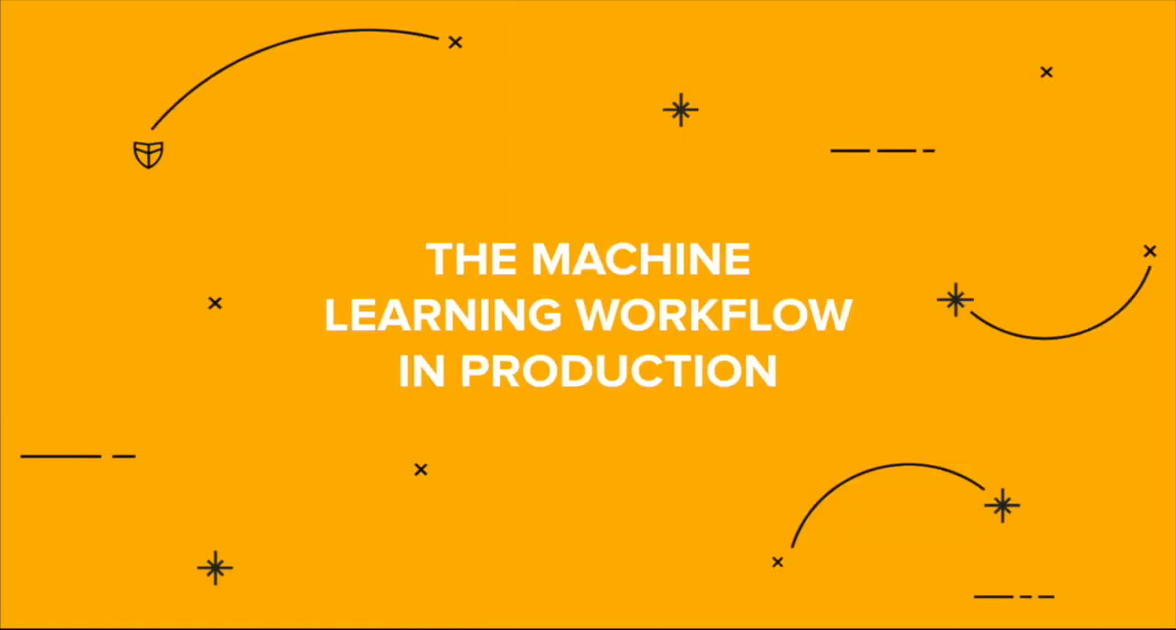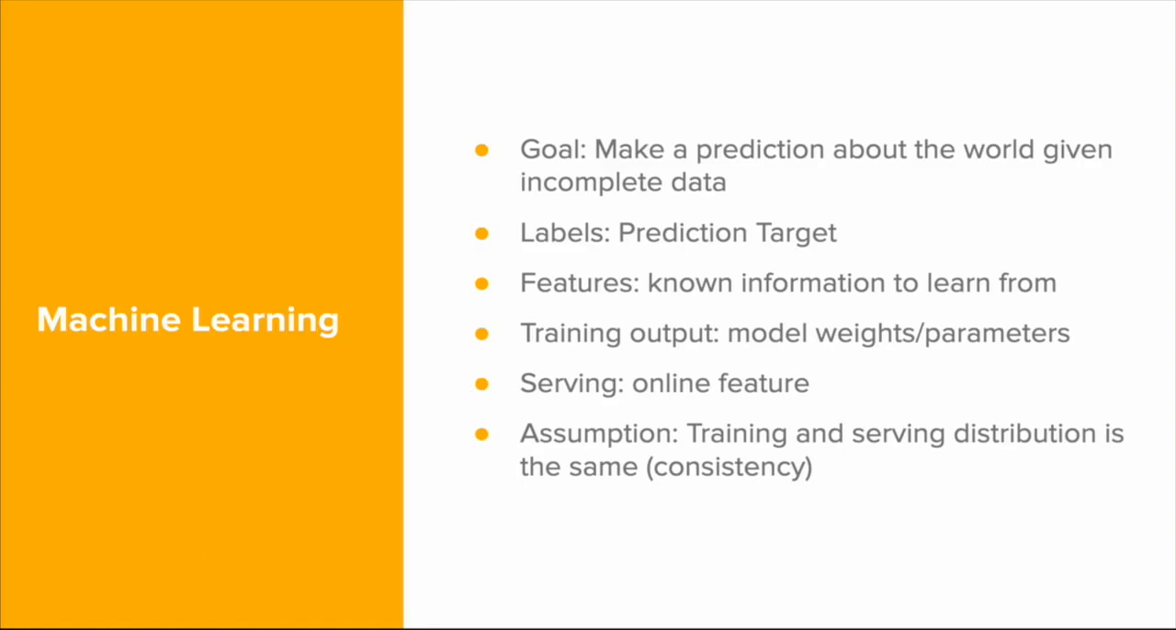So the machine learning workflow in production. Usually when an ML practitioner, be it a data scientist or a software engineer, starts thinking about machine learning, they usually start with an idea. And this is something in the real world that they want to make a prediction about given incomplete information. So from the data side, the main two things that we start with is labels, which is the target. That's the thing that we're trying to predict.